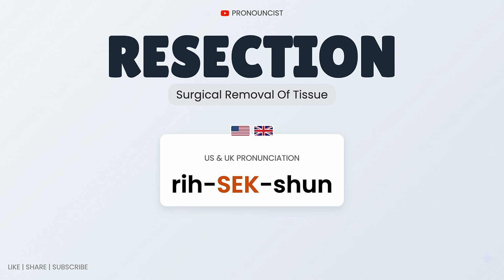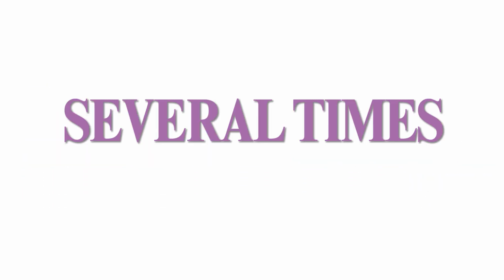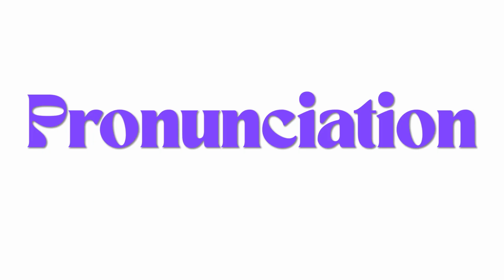Resection. Practice repeatedly and you'll soon be able to say this word perfectly. The best way to practice is to repeat the syllable multiple times. The meaning of the word is surgical removal of tissue. Try repeating this word several times to improve your pronunciation.